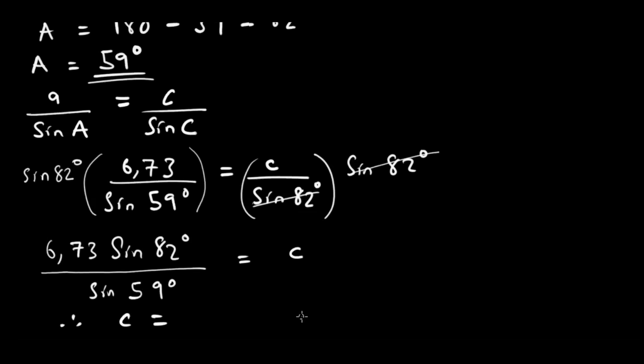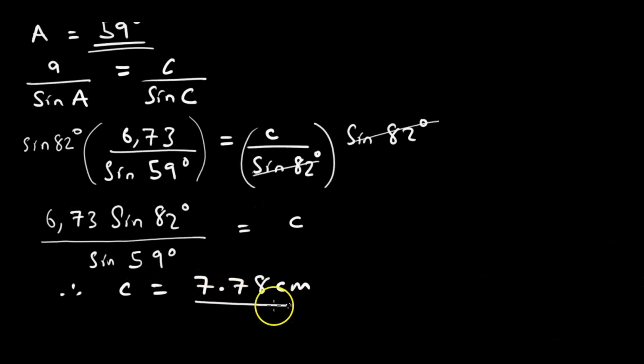I'm sorry if you wrote it in radians, your answer will be wrong. Then C is equal to what? The answer is 7.78 centimeters. This is the value of C I'm getting. Of course, it's correct to 2 decimal places. So our answer should take the form of the question. Remember, in our question the value of A is given to 2 decimal places. We assume that our answer should also be given to 2 decimal places. That is how it is done.